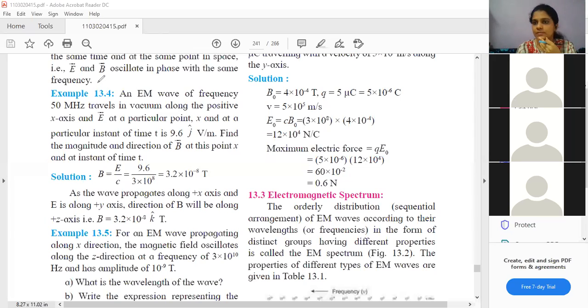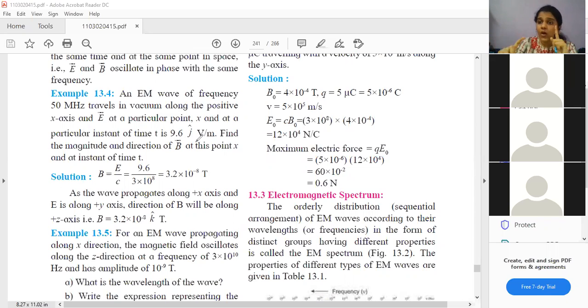Let us read this problem 13.4. An EM wave of frequency 50 megahertz travels in vacuum along the positive x-axis. Okay, EM wave traveling in vacuum along positive x-axis, and the E vector, that is your electric field, at a particular point x and at a particular instant of time t is, okay, so my EM wave is moving along x-axis.